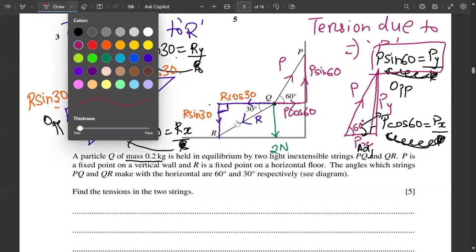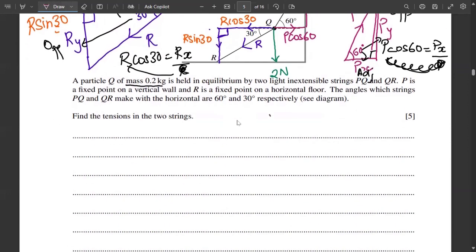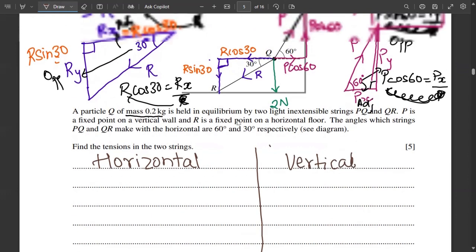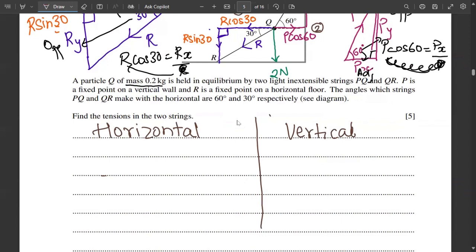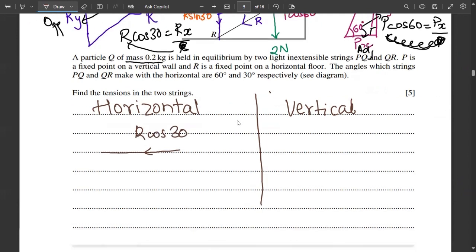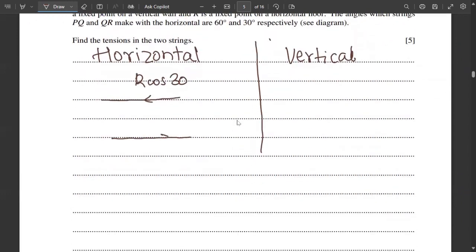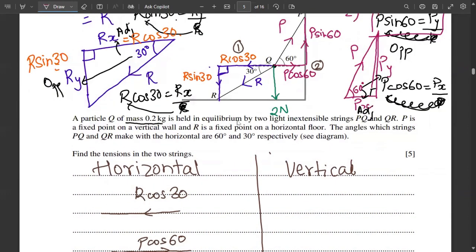Now let's label all horizontal forces and vertical forces individually. What do I mean by that? We'll see. Horizontal, vertical. Now which forces are horizontal right here? This force is horizontal, R cos 30. It is acting on the left. And this force is horizontal, acting to the right. So let me write that down. R cos 30, P cos 60. And now we'll talk about the vertical.